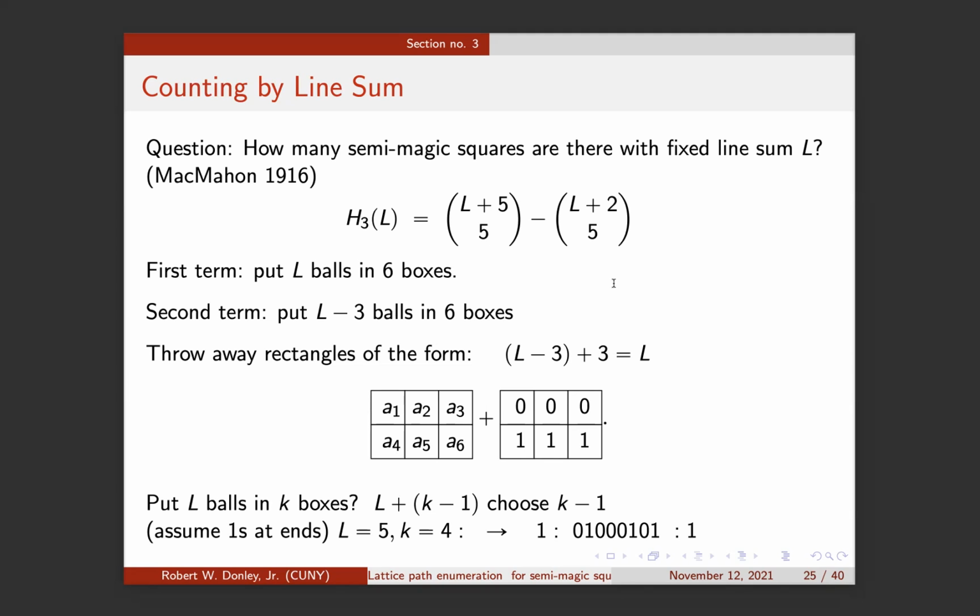Now that's going to be an overcount because we've got these semi-magic squares that are missing the zeros. So if I want to throw away the ones that are missing the zeros, we can fix that by just assigning 3 ones to the bottom entries, and then you put whatever you want in everything else. Here we're using up 3 ones, which means I'm only going to have L minus 3 ones available for the rest. So that's what we're going to discard here: L minus 3 going into our 6 spaces.